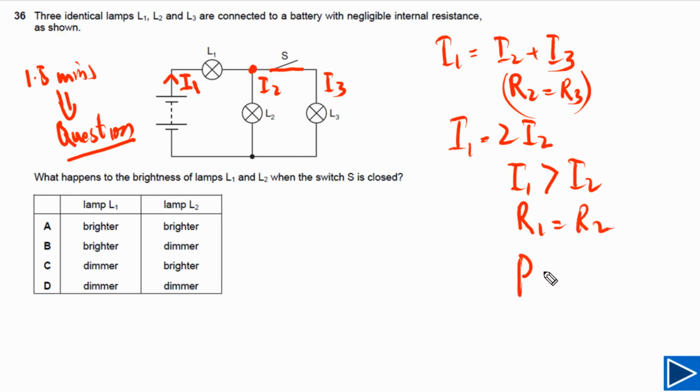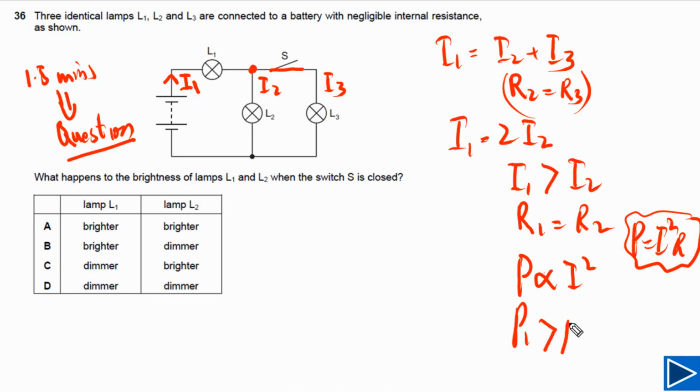So R is the same, R1 is equal to R2. Then simply you can say P is directly proportional to I squared, as we understand P is equal to I squared times R. So we will say P1 is greater than P2. So simply you can find your final answer.